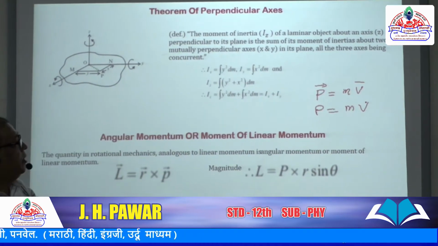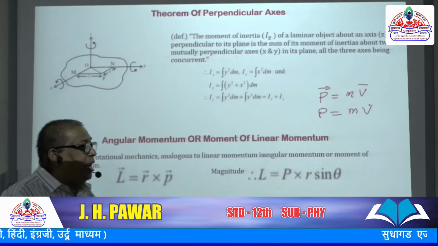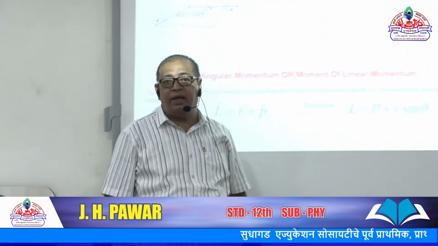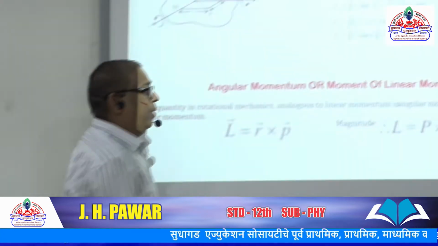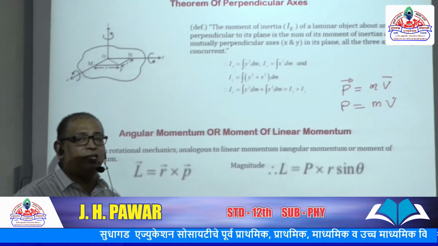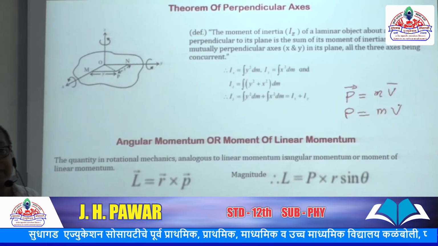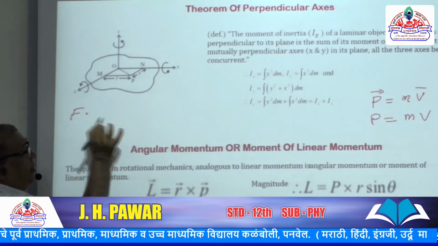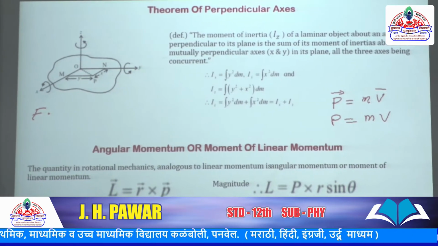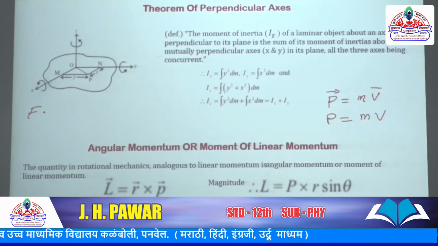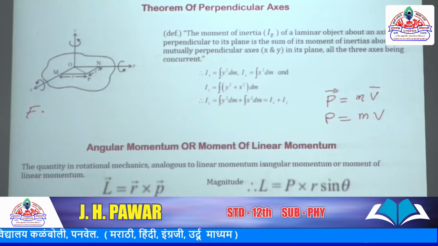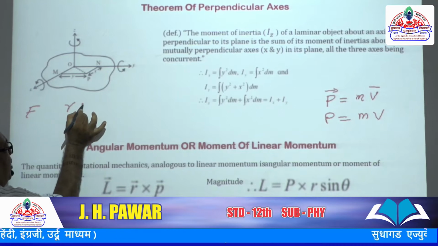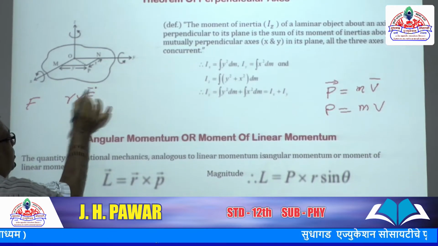Thereafter, if we find the rotational analogy of linear momentum, a physical quantity is introduced. It is called the angular momentum, or it is also called the moment of linear momentum. How? Let us see. We know that force F is a quantity in translational motion. But when we take the rotational analogy of force, it is the moment of force, or you say torque. It is vector r cross F.